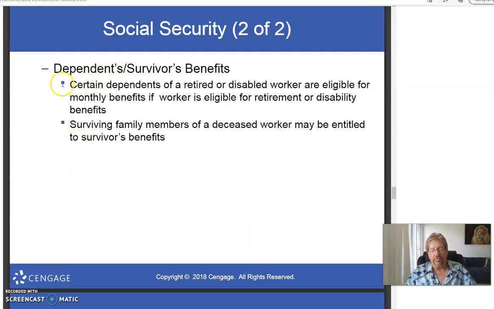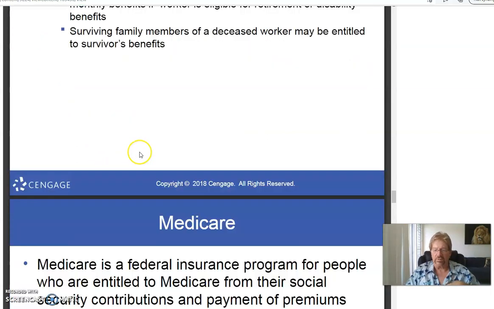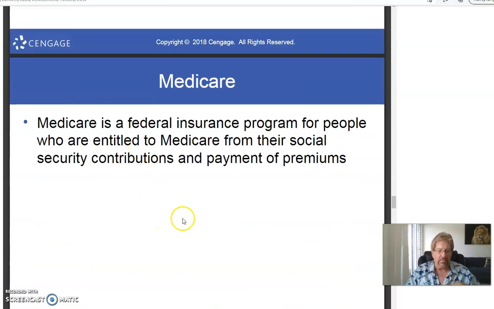It's not a lot. Dependent survivor benefits. Certain dependents of a retired or disabled worker are eligible for monthly benefits if the worker is eligible for retirement or disability. Surviving family members of a deceased worker may be entitled to survivor benefits. I don't know much about that, but like children, if they lose a parent, they can draw on that parent's Social Security. Okay, Medicare is a federal insurance program for people who are entitled to Medicare from their Social Security contributions and payment of premiums. In other words, if you worked like most people and you pay into this, then when you turn 65, this is your health care that you have.